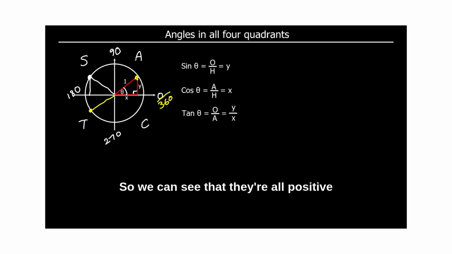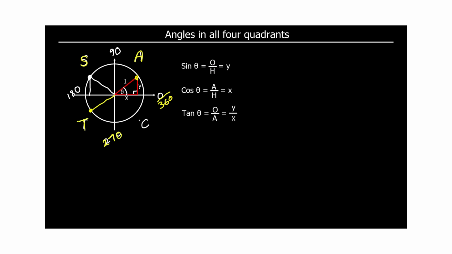So we can see that they're all positive between 0 and 90. Just sine is positive between 90 and 180. Just tan is positive up to 270 degrees. And just cos is positive between 270 and 360. And then we could just go round the circle again and again, and this first 360 degrees will be repeated over and over again.